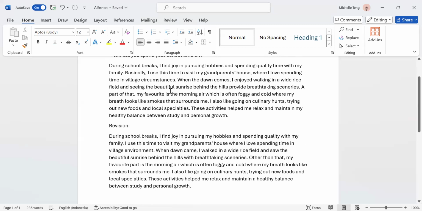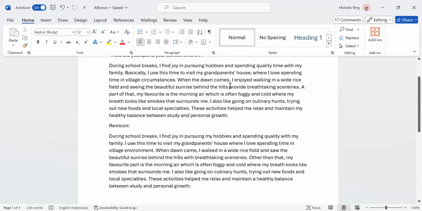Instead of saying "village circumstances," I changed that to "village environment," because when you're trying to describe a place, I think it is better to use the word environment instead of circumstances. Circumstances is more about the problems that you're facing, like a problem or something that you face. So it's better to use the word environment.